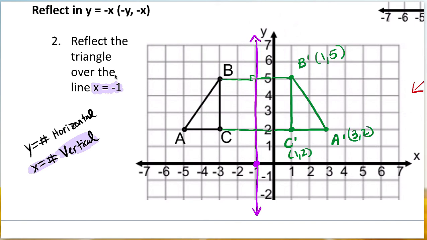And reflections are some of my favorite ones. I always need graph paper for that. And if you have a question and they did not give you graph paper and you want some, just ask and I will get you some graph paper to help you out.